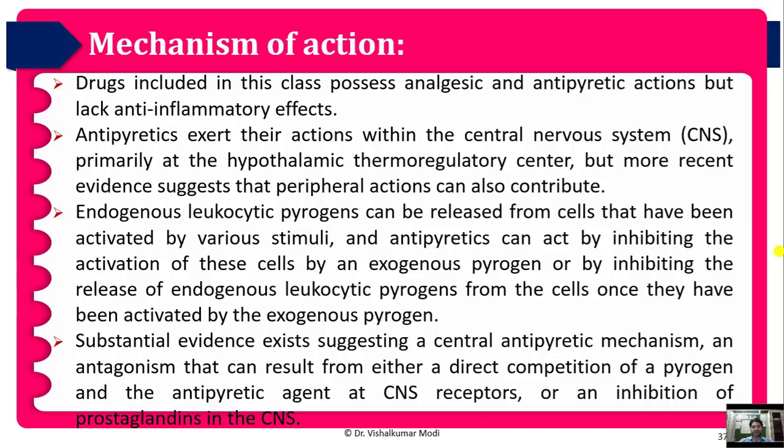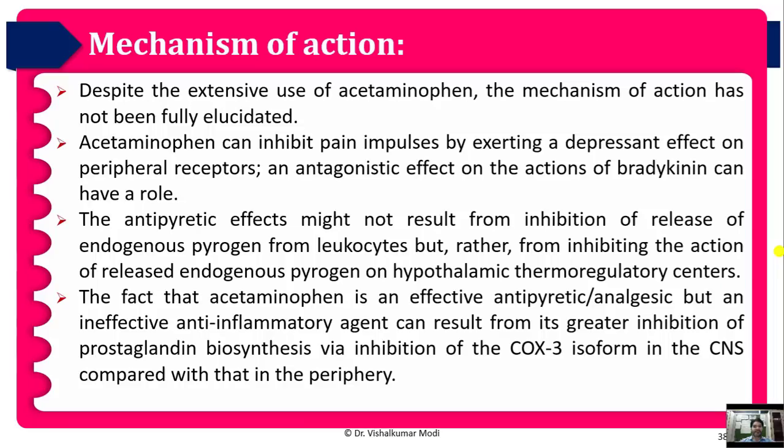Substantial evidence exists suggesting a central antipyretic mechanism, and antagonism that can result from either a direct competition of a pyrogen and the antipyretic agent at a CNS receptor or an inhibition of prostaglandins in the CNS. Despite the extensive use of paracetamol, the mechanism of action has not been fully elucidated. Paracetamol can inhibit pain impulses by exerting a depressant effect on peripheral receptors, and an antagonistic effect on the action of bradykinin can have a role.